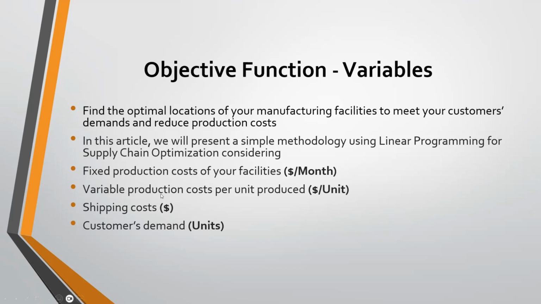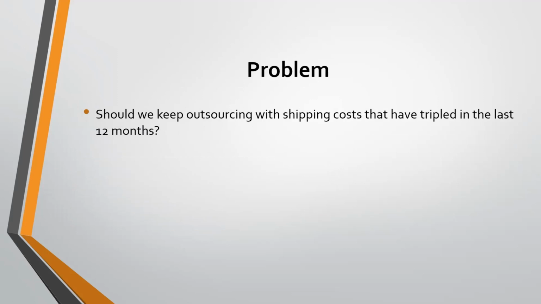Here we have the fixed production cost. We have different variables here: the fixed production cost of your facilities in dollars per month, the variable production cost per unit, the shipping cost, and customer demands. So these are different variables, like you see X1, X2. We have different categories of variables here. So here the problem is, should we keep outsourcing, with shipping costs that have tripled in the last 12 months? So what is that problem?